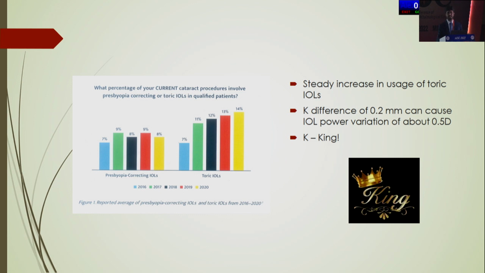Well, this was an interesting article which I went through, which says that there's been a steady increase in usage of toric implants. A difference in K of just 0.2 causes an IOL power difference of about 0.5 diopter. So, K is the king.